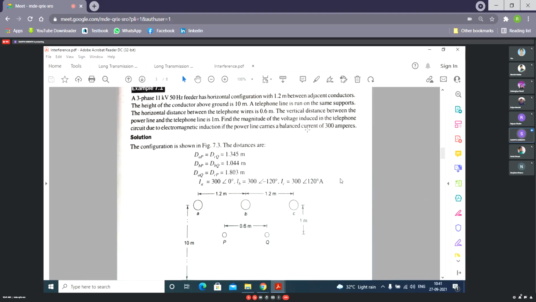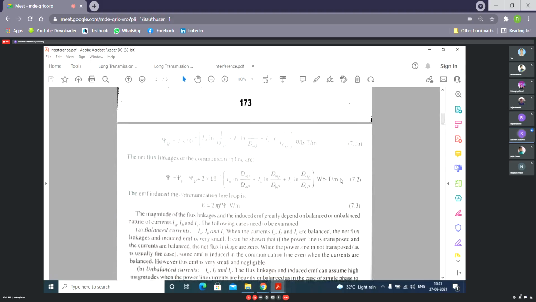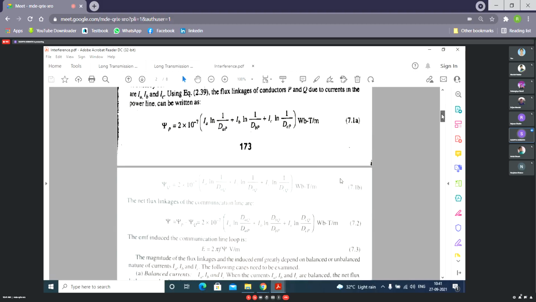Find the magnitude of the voltage induced in the telephone circuit due to electromagnetic induction only. Okay, if the power lines carry a balanced current of 300 ampere, so each is carrying a balanced current of 300 ampere like this, IC. So you need not consider the height from the ground. You are asked to find out the electromagnetic induction only. So you have to use this formula only. See, this is very simple. Directly you can find out this psi by using this formula. Though you have to show the steps.